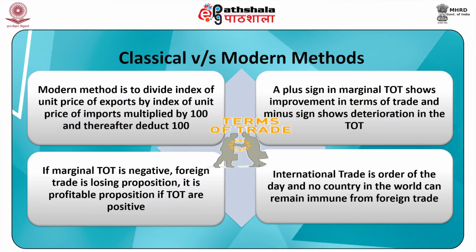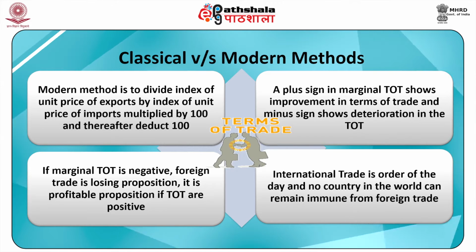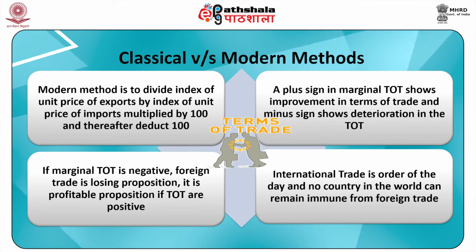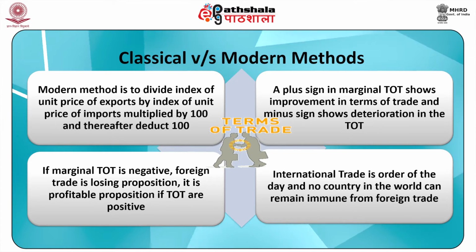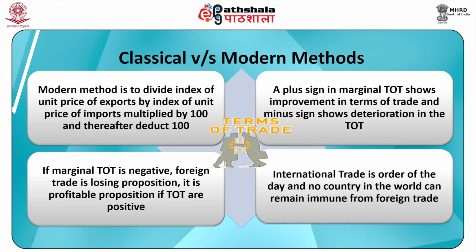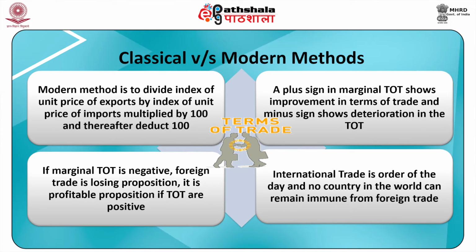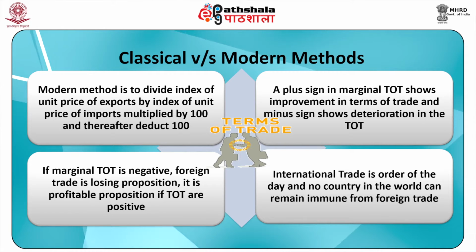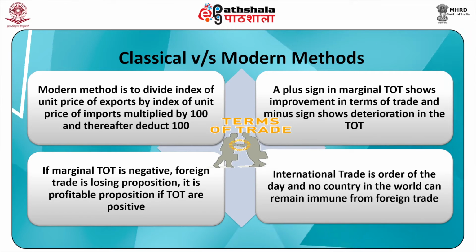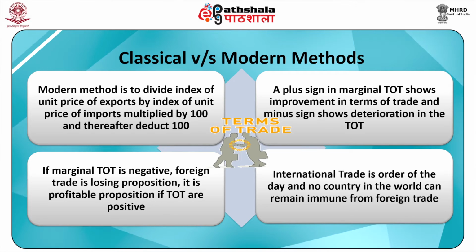There is a classical method of calculating terms of trade. However, the modern method of calculating marginal terms of trade, which has been adopted by the UN, is different, which is to divide the index of unit price of exports by the index of unit price of imports, multiply by 100 and thereafter deduct 100. A plus sign in marginal terms of trade shows improvement in terms of trade, and a minus sign shows deterioration in terms of trade. If marginal terms of trade is negative, foreign trade is a losing proposition. It is a profitable proposition if terms of trade are positive.